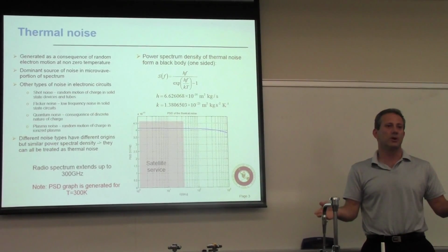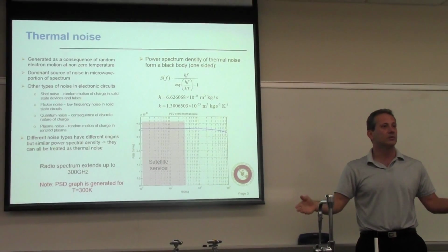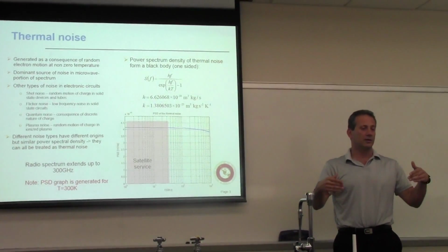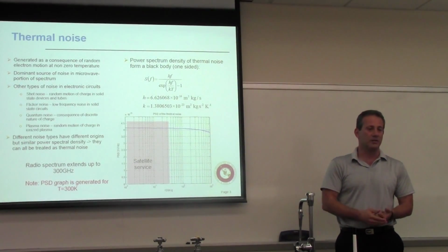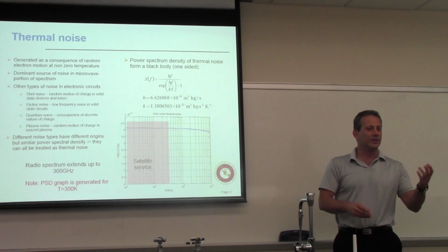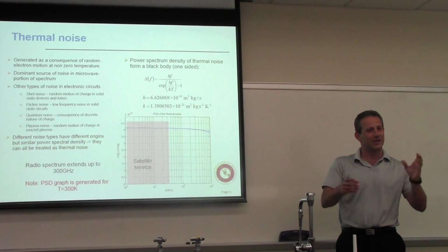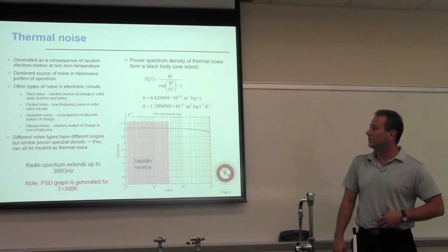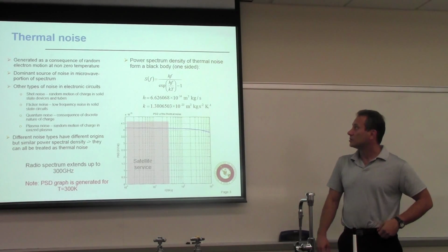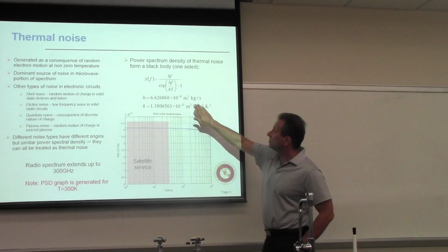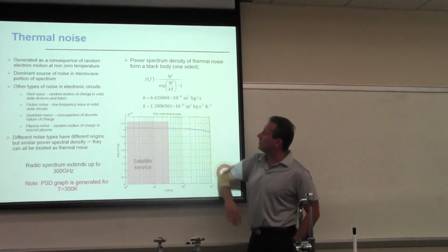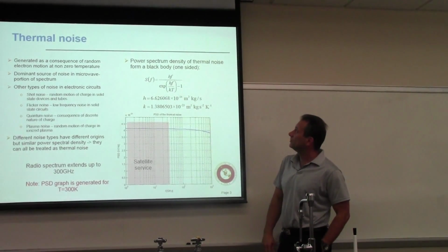Of course, this is not possible, right? Because that would make the power of this noise infinite. And in nature, there are very few things that are infinite, right? Whenever we say it's infinite, it can be infinite only in approximation. So the power spectral density of the thermal noise is derived from the black body radiation.